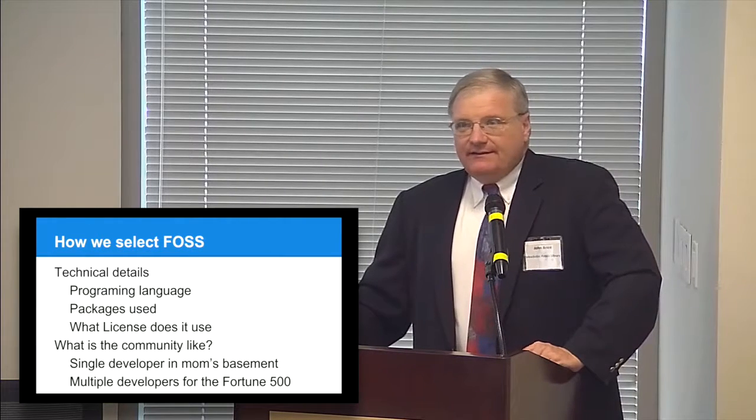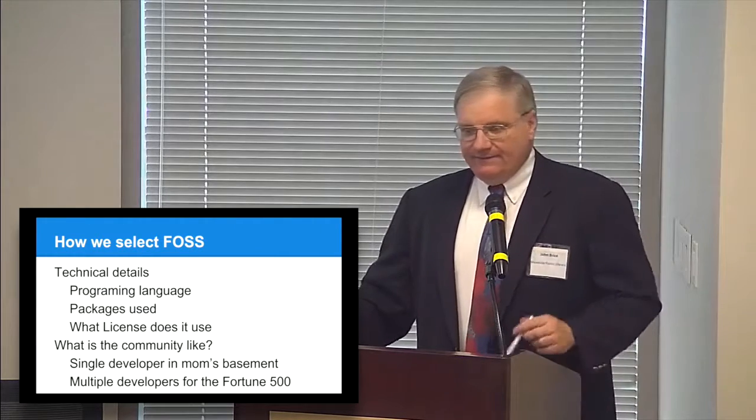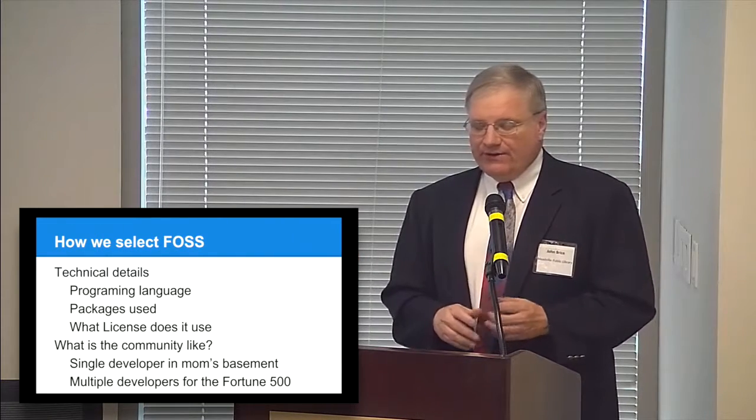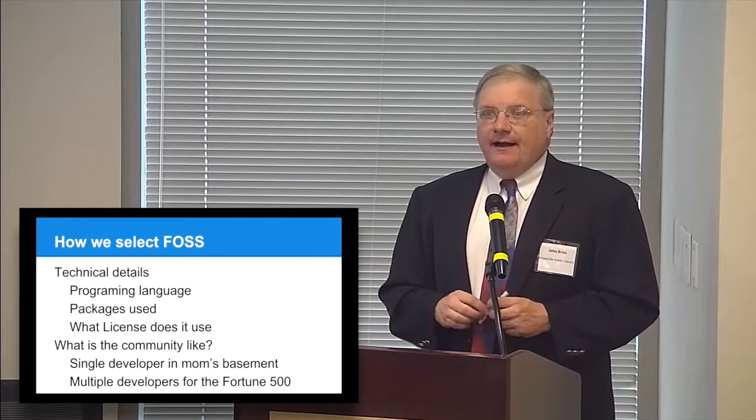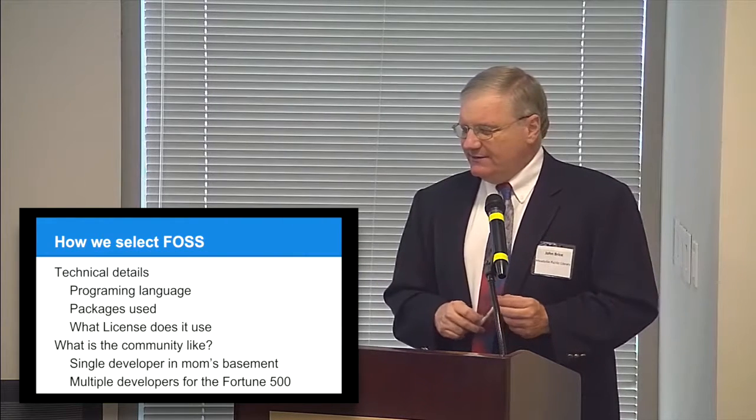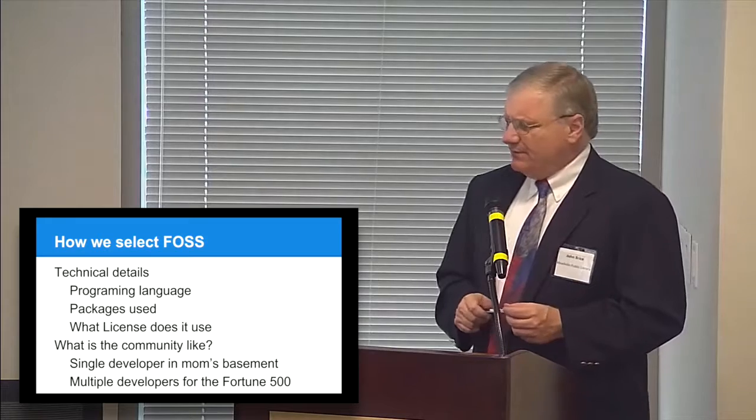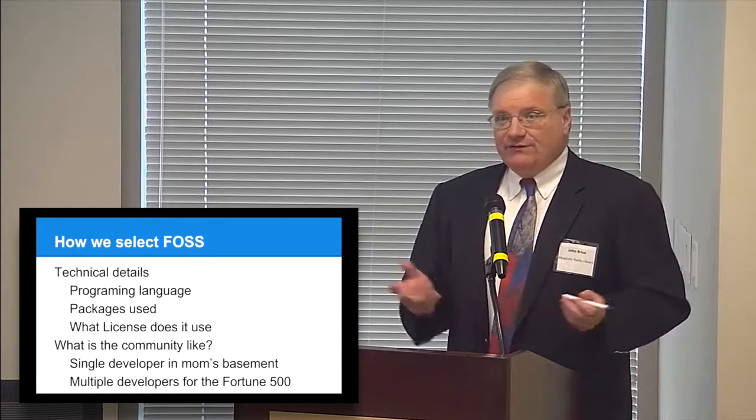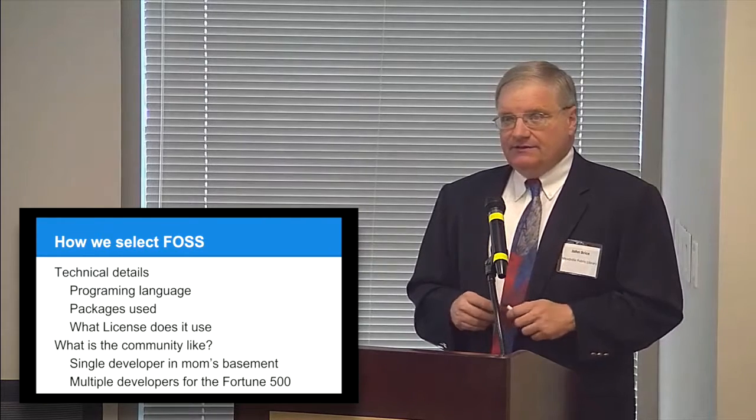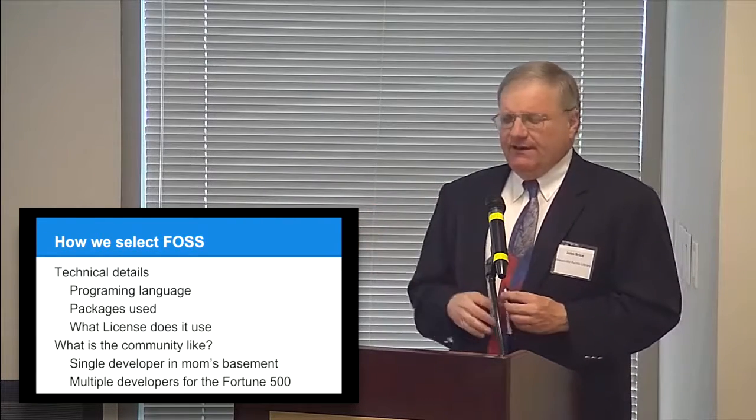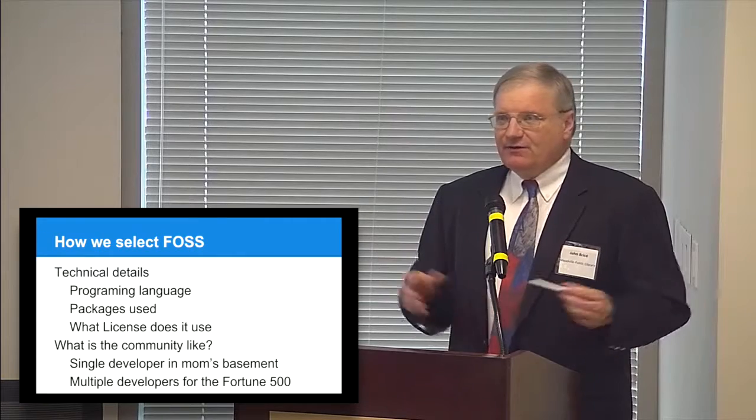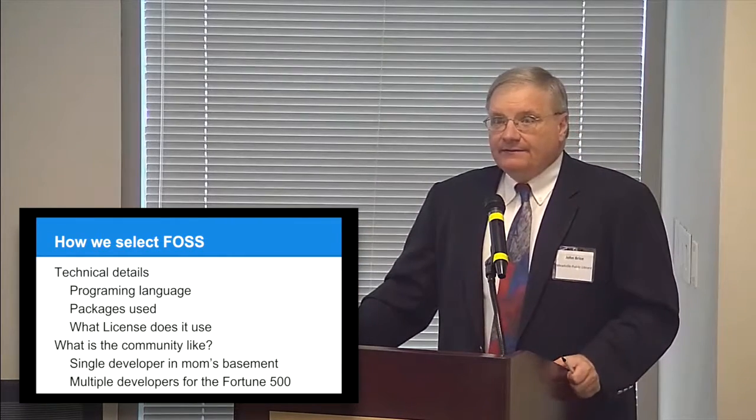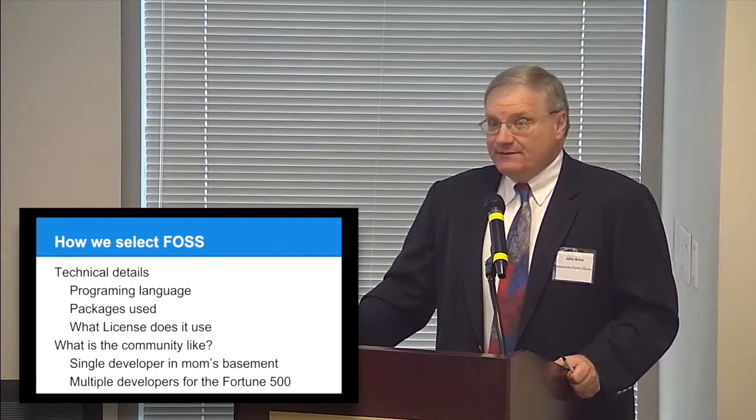How do we select open source software? Well, we look at a number of different things. There's always the technical thing. We're real comfortable using Perl and PHP. A number of programs were mentioned yesterday, projects that use Ruby on Rails. We use some of that. We also look at what license it uses. We want something that's completely open source. We've run into problems in the past where something looked like it was open source, but when you dug into it, it wasn't. So we steer away from those types of projects now.